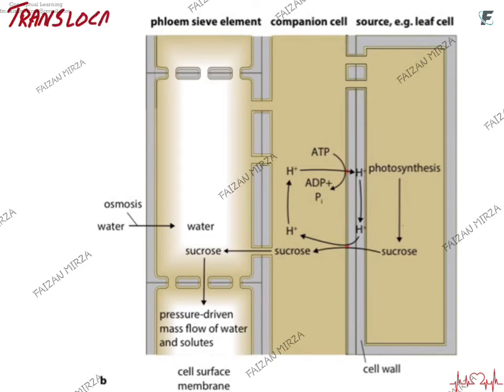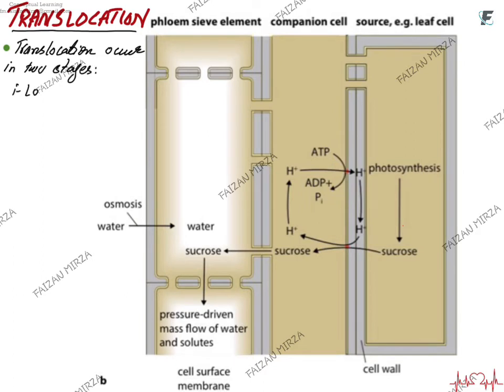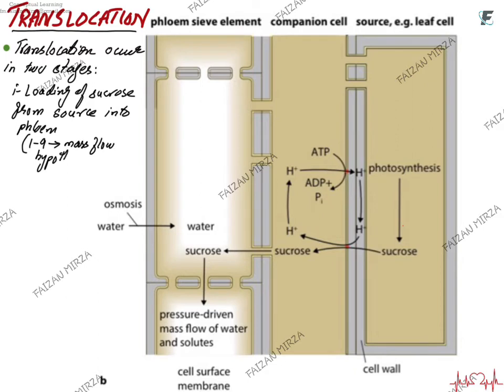How translocation occurs. To understand how translocation is occurring, you need to understand these three cells which are lying side by side. Translocation occurs in two main stages. The stages include number one, loading of sucrose, and number two, unloading of sucrose. Loading occurs at the source, and sucrose is loaded into the phloem. This occurs by the mass flow hypothesis. I'll be outlining this in 9 steps, 1 till 9, which I'll annotate here. And the second is the unloading of sucrose from the phloem, where the sucrose is unloaded in the sink. These are the main stages which occur in translocation.